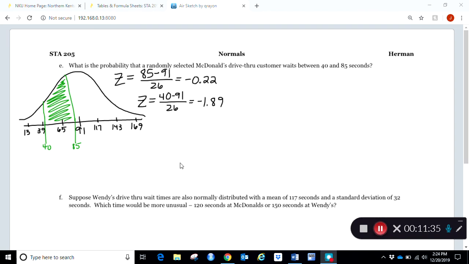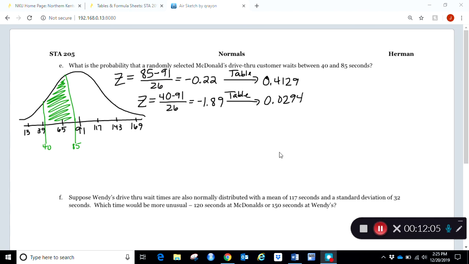So now calculating both my z-scores, notice they're both negative, which is because they're both smaller than the mean of 91. The 40 should be between -2 and -1, which it is. The 85 should be between 65 and 91, so between -1 and 0, which it is. Now for my between rule, my next step is to take both of these values to the table to find their corresponding probabilities.